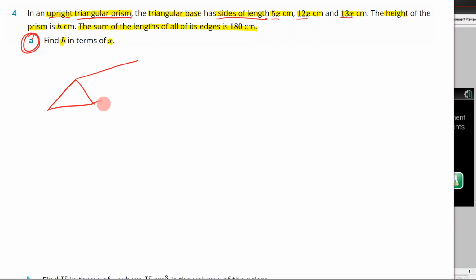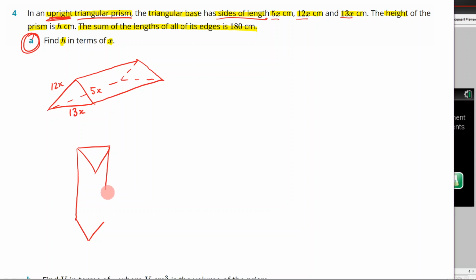And it's going to go back. It's going to look like this. We're going to say that this is 5x, we'll say that this is 12x, and we'll say that this is 13x. Now this is an upright triangular prism, so it's not actually oriented this way. It would actually look like this, because it's upright. That's what it would actually look like, but this is easier just to look at for our purposes.